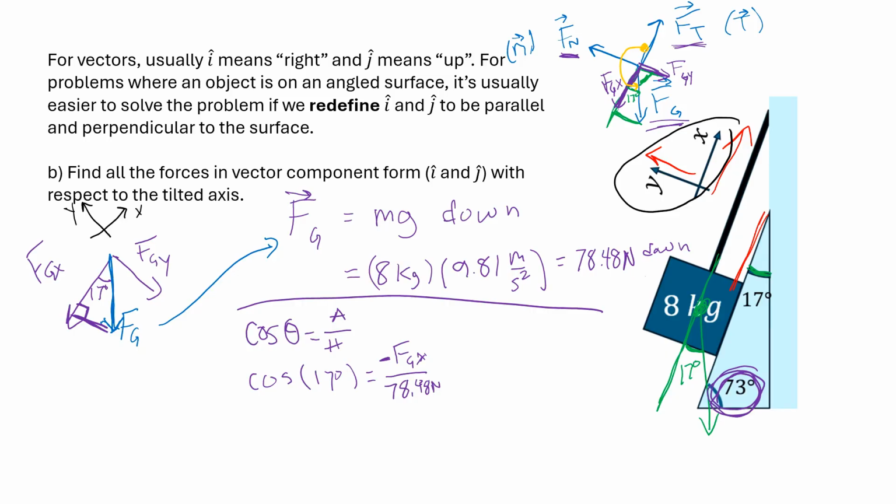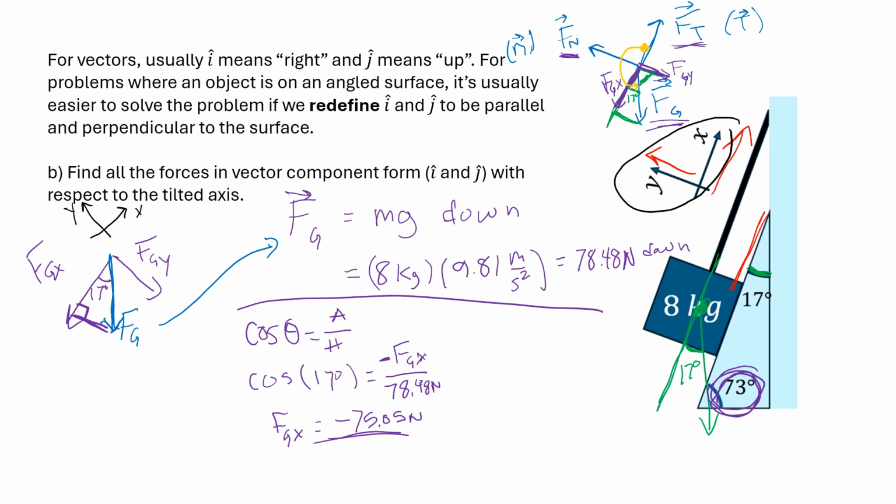And then you can do this, and you will get that FGX, do a little bit of algebra, is equal to negative 75.05 newtons. Okay, we're making some serious progress now. We have the x component of FG here. If you got 21.6 newtons, that means that your calculator is in radians, and you want to double check that. Make sure that it's in degrees if I gave you 17 degrees and not 17 radians.